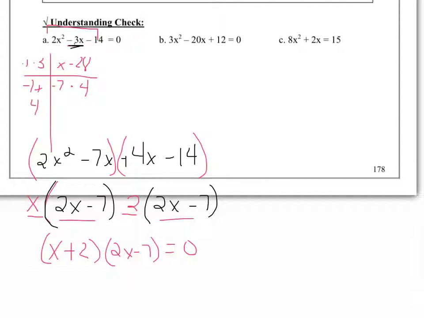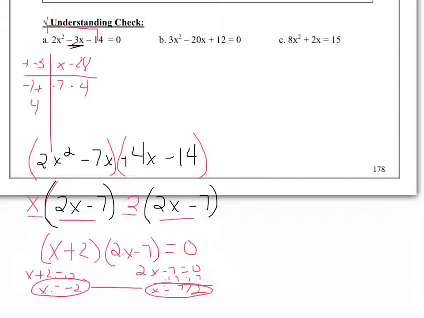Last step is to set each part equal to 0. So I have x plus 2 equals 0, so x is negative 2. And then 2x minus 7 equals 0, so x equals 7 over 2, or 3.5. So there are your two answers for here. At this point, please pause the video and try the next two. I'm going to try and erase a little bit here.